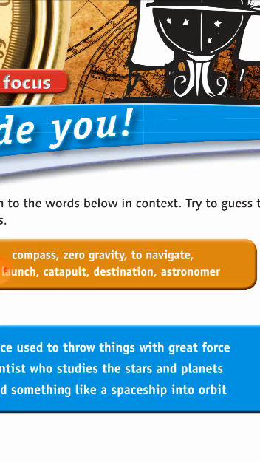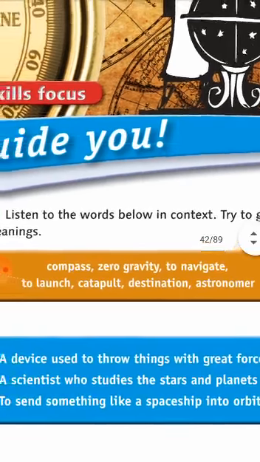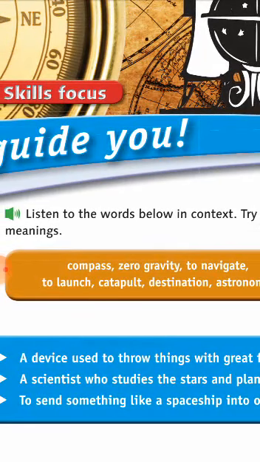It's a noun. Number 3, navigate. To navigate, you should use a map. Navigate means to find which way you need to go when you are traveling. Number 4, launch. When you are going to launch another rocket into space. Launch means to send a spacecraft into the sky. Number 5, catapult. A catapult can throw things much further than a person ever could. It means a device used to throw things with great force.